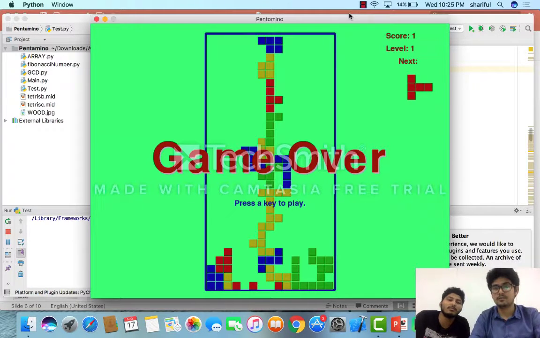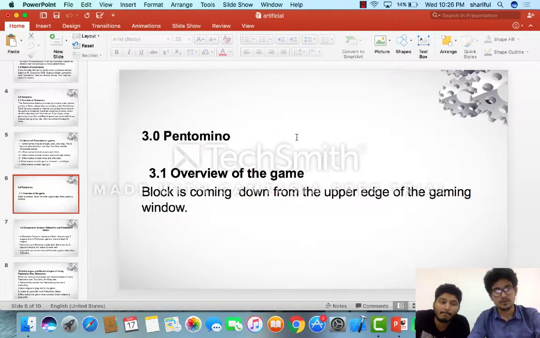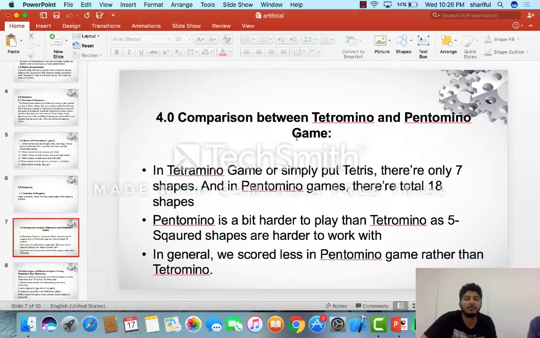Now I'm going to discuss the comparison, actually. Now I'm going to compare between the Tetramino and Pentamino games. In the Tetramino game, or simply Tetris, there are only 7 shapes, and in the Pentamino game there are a total of 18 shapes. Pentamino is a bit harder to play than Tetramino, as 5 squared shapes are harder to work with. In general, we scored less in the Pentamino game than in Tetramino.